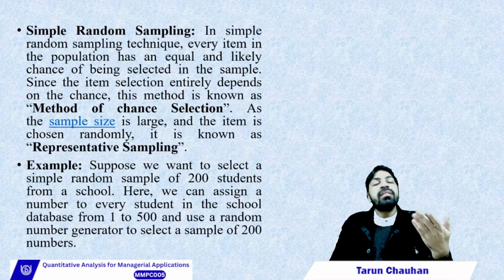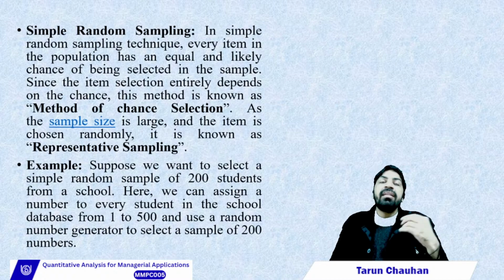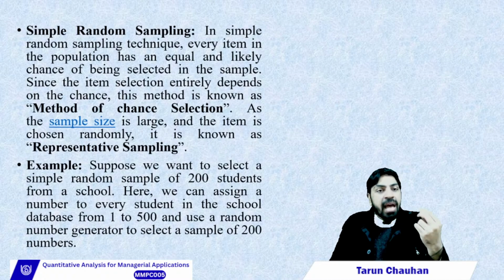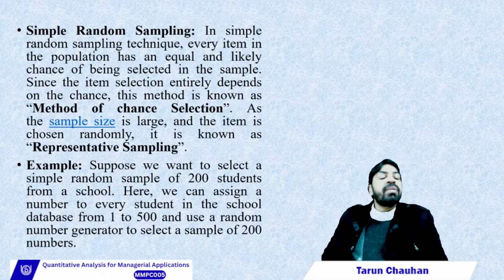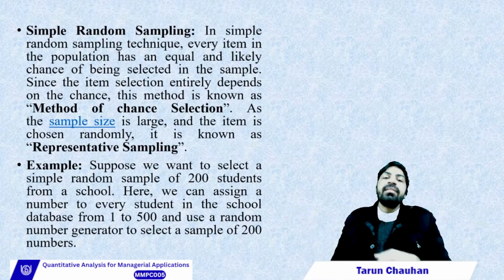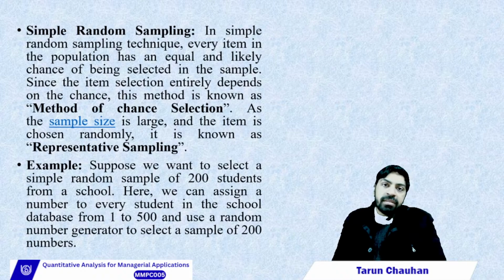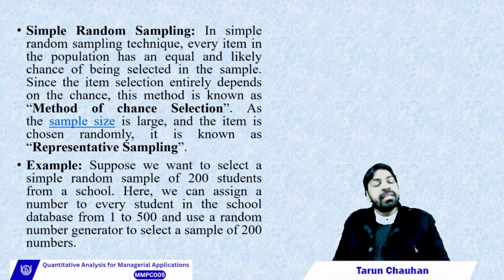Why is this method applied? If the sample size is very large, and the particular samples or items are chosen randomly, then it is also called representative sampling. If any sample is selected based on the chances or likelihood of selection, it automatically becomes the method of chance selection.